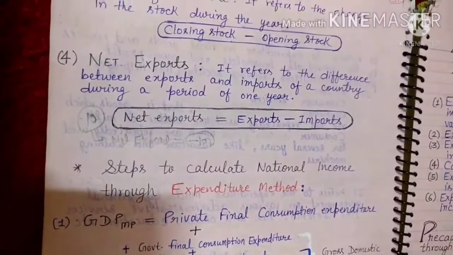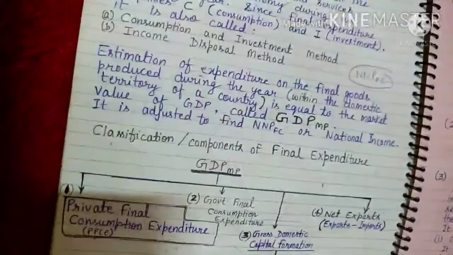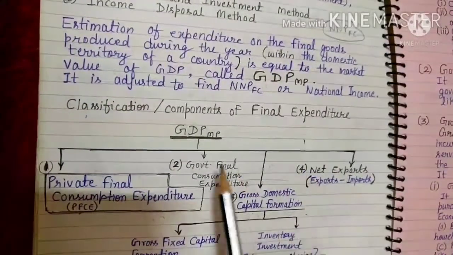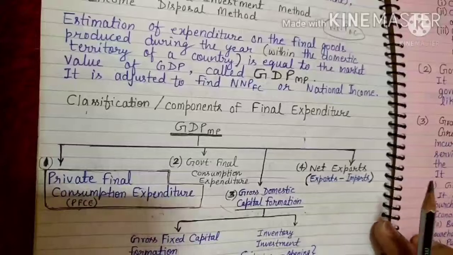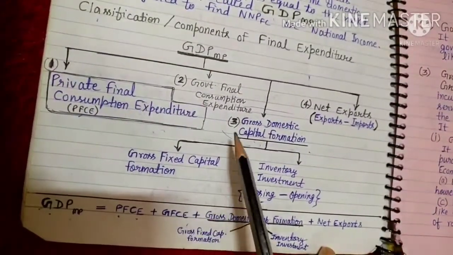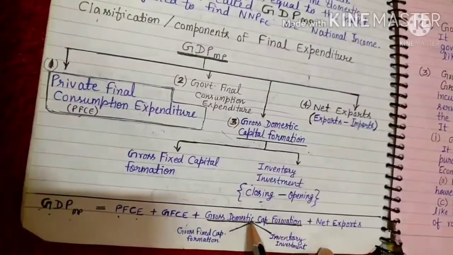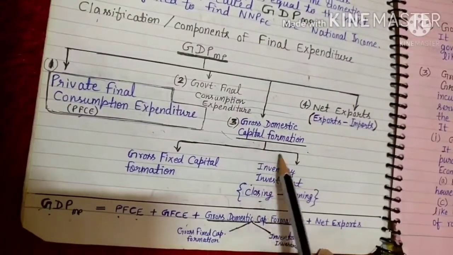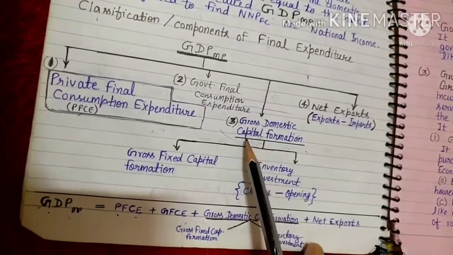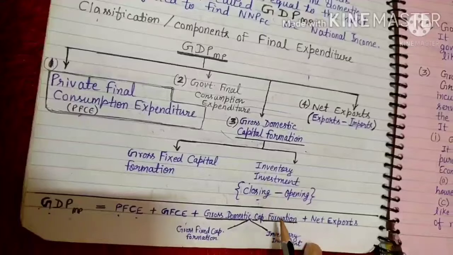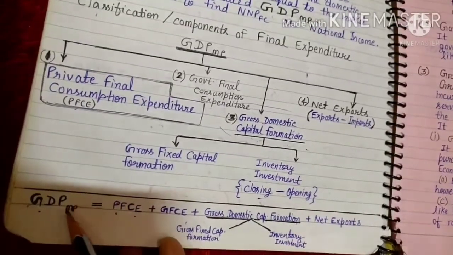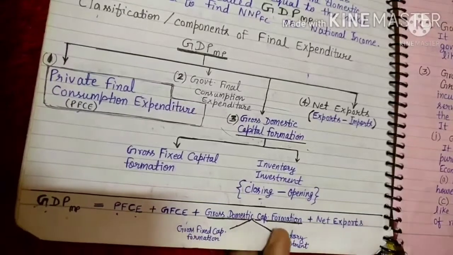Okay, so finally we have learned all 4 steps, these 1 2 3 4, which are the components for finding GDP at MP. So we have to add all of these: PFCE, then plus GFCE, government final consumption expenditure, then gross domestic capital formation, which is further divided into 2 parts. If it is given directly, then no problem. If it is not given, then we have to add these 2 items. Then at last, net export. If we add all these things, what will come? GDP at MP.